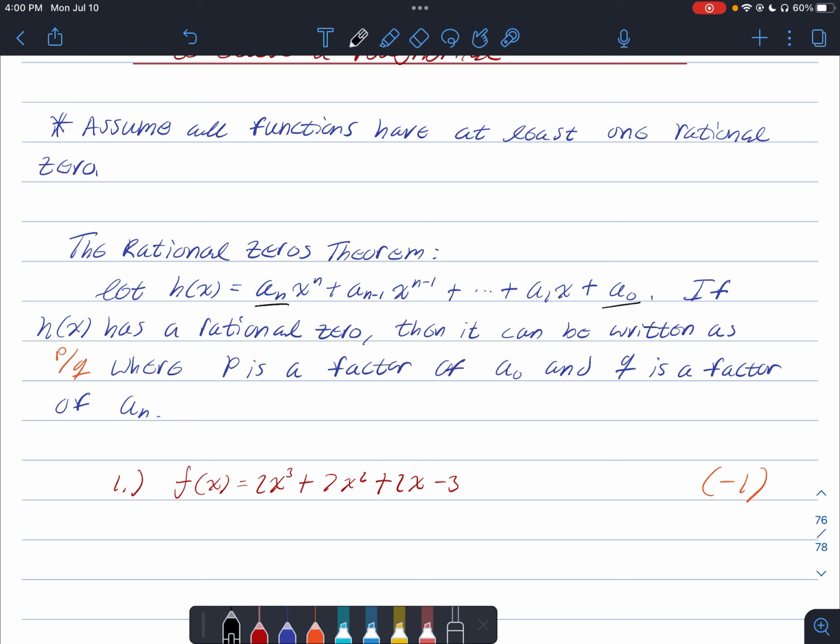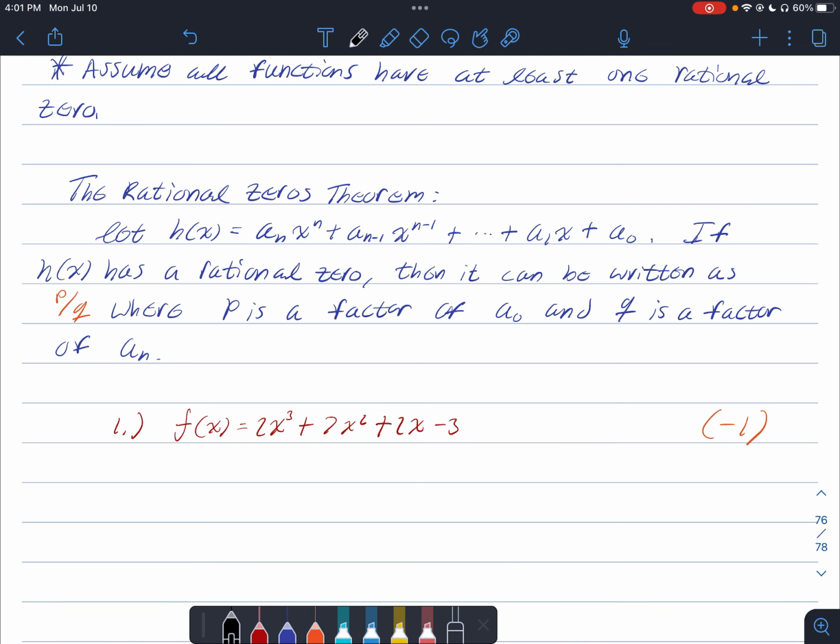Let's go over the rational zeros theorem again, just so we remember what it is. It says if we have some nth degree polynomial h of x of this form, and if it has a rational zero, which we're not always guaranteed, then it can be written in the form p over q, where p is a factor of a sub zero, our last term here, and q is a factor of a sub n, the leading coefficient in our polynomial. Let's see how we can use this to try and fully factor a polynomial.